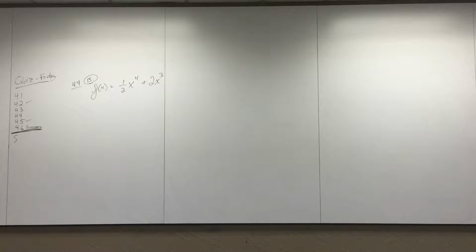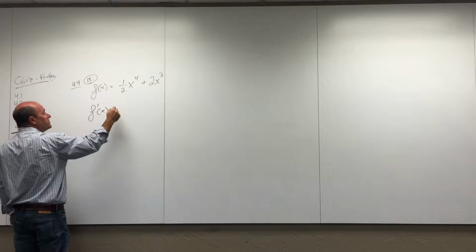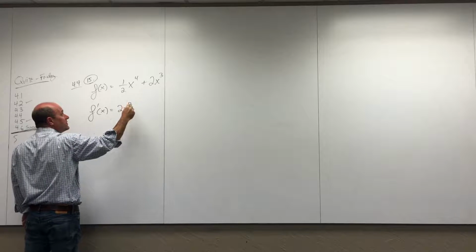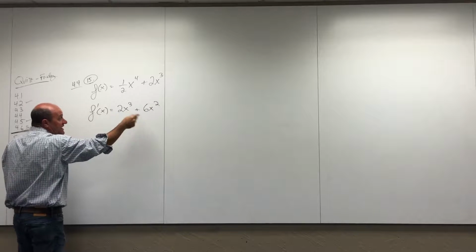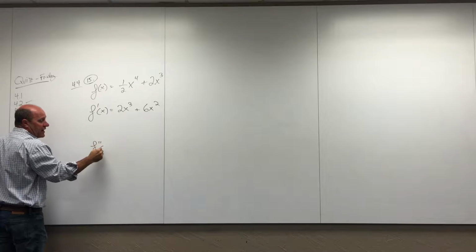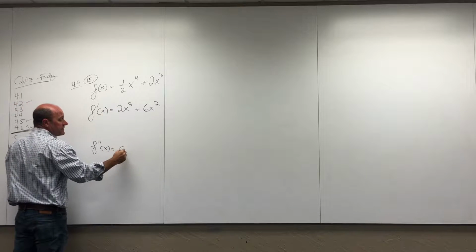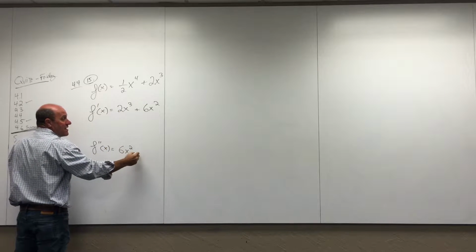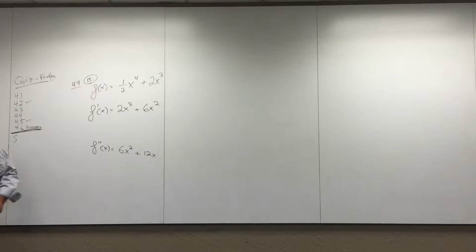Maybe you're way ahead of me, but I want a derivative. Did you guys do this? What did you get for a first derivative? 2x cubed plus 6x squared. Now, I need to work on this first derivative, but while I'm at it, let me jump to the second derivative because I'm going to need that eventually. The second derivative? 6x squared plus 12x. Okay, cool.